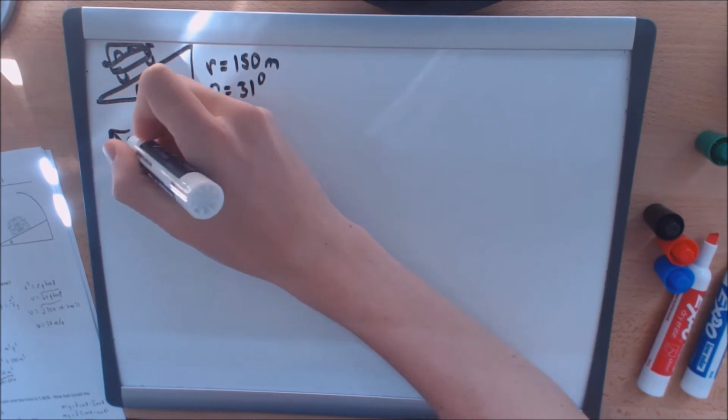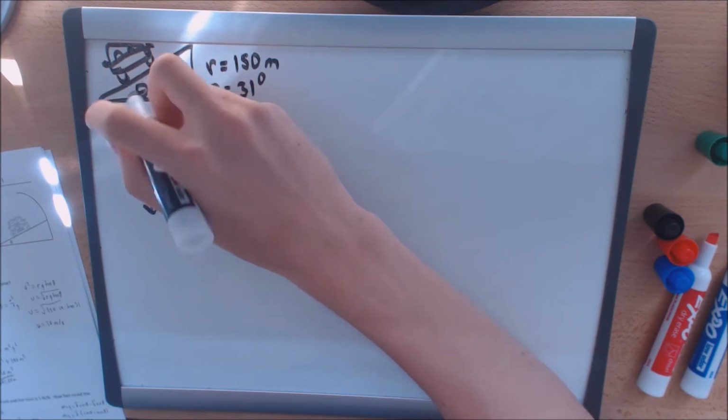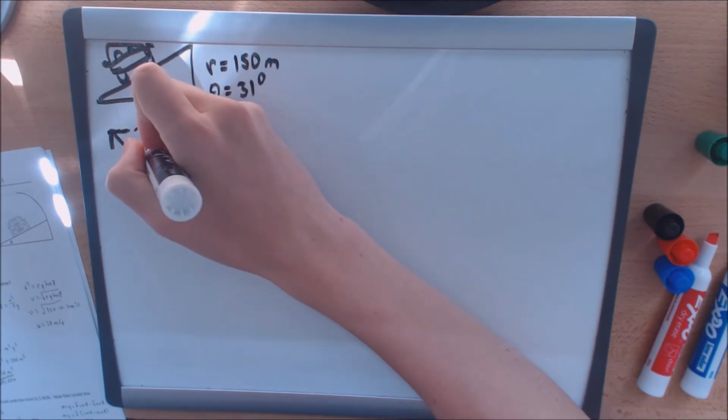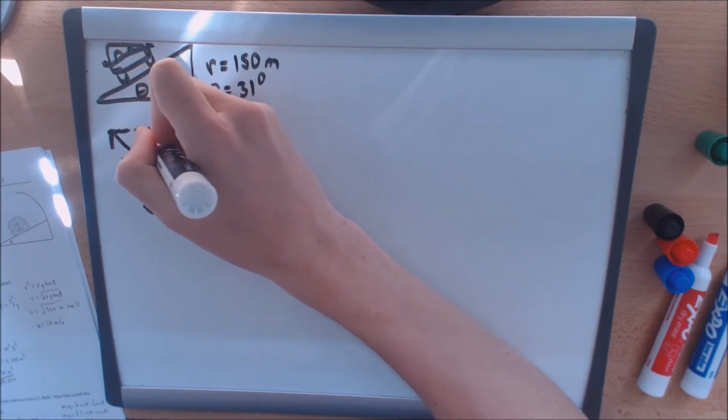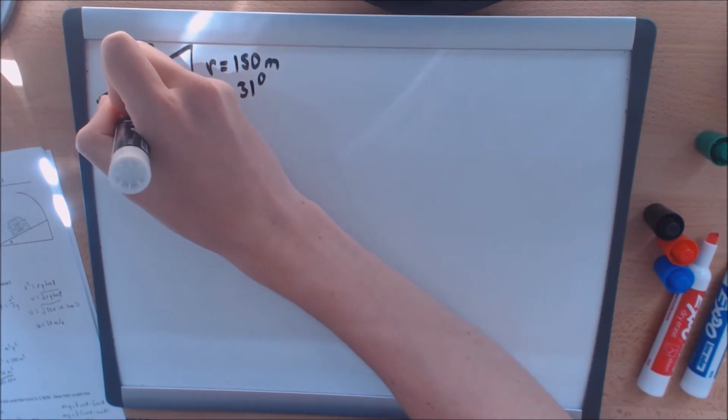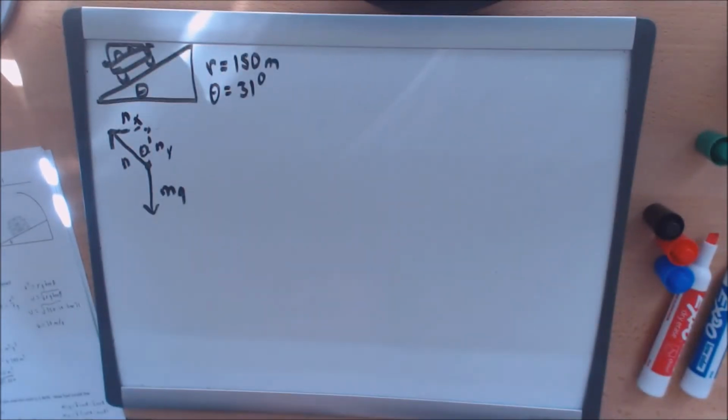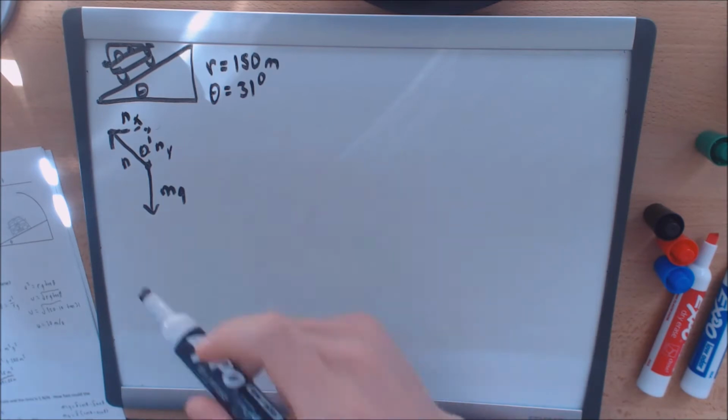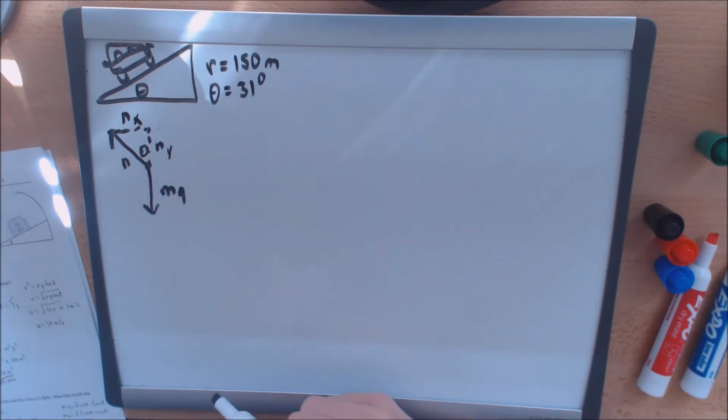That's our normal force. And the two component forces of this normal force are our normal force in the y direction and our normal force in the x direction. And so that's it. That's all the forces we have on the car. We have the normal force and the mg.